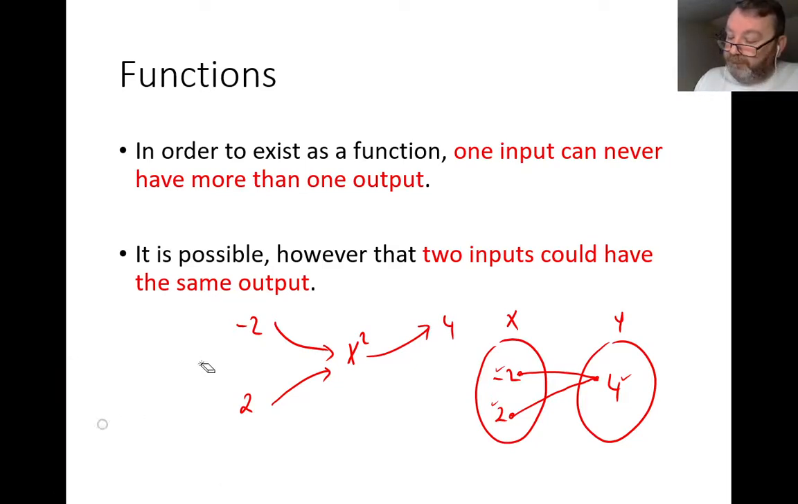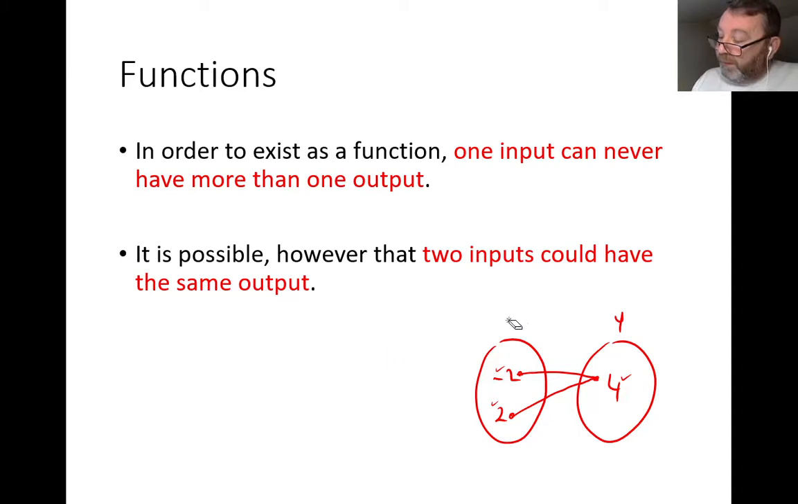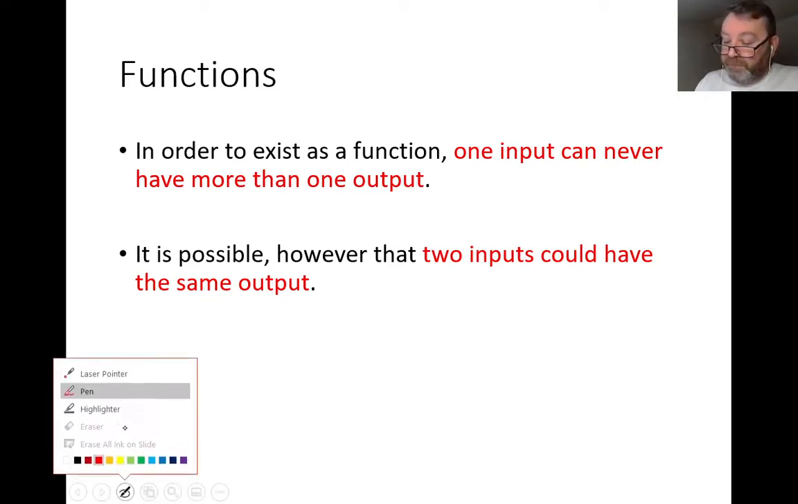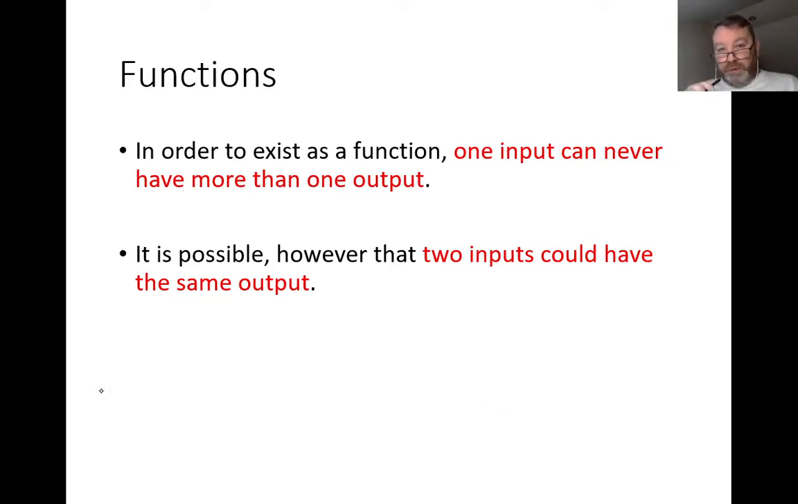Okay, let's just take that, just an example of one function that allows two inputs to have the same output, and that's perfectly okay. But just remember that one input can never have more than one output. So one input can't have 2 or 3 different answers. It can only have one answer.